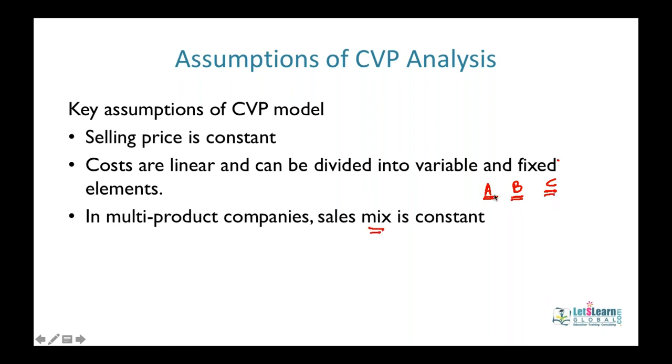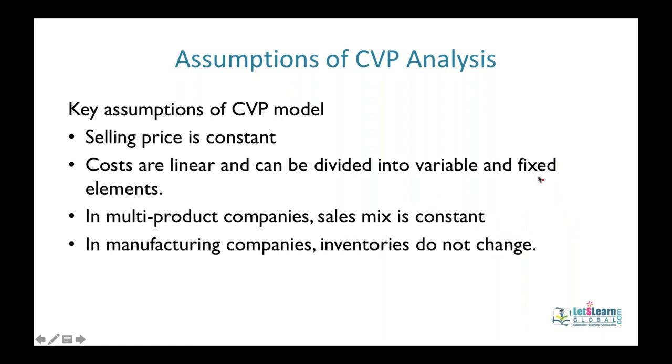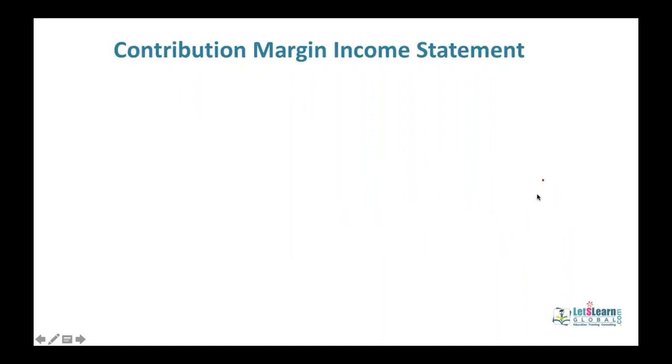The sales mix is constant. Say for example, if I sell 100 laptops, I sell 500 mobile phones and 400 televisions. This is called mix. You can see the total quantity here, 1000. So 10%, 50% and 40%. So if at all I sell 1000 pieces of laptops, televisions and mobile phones together, 10% of this is from laptops, 50% is from mobile phones and 40% is from televisions. That's an assumption. This is an assumption in CVP analysis in the case of multi-product companies. Then inventories do not change. As we discussed, there will be no opening and no closing stock inventories.